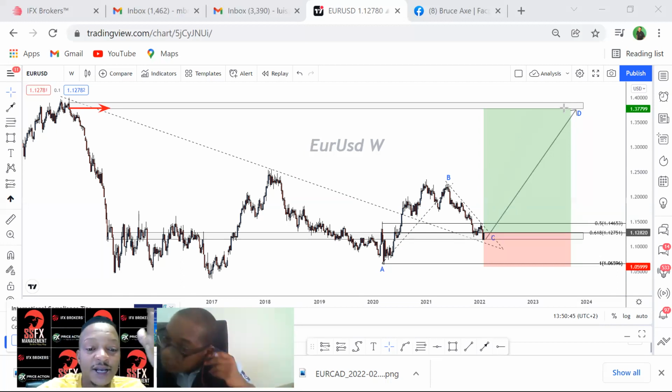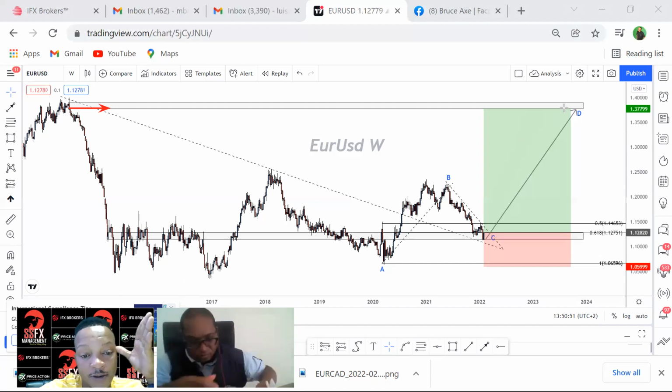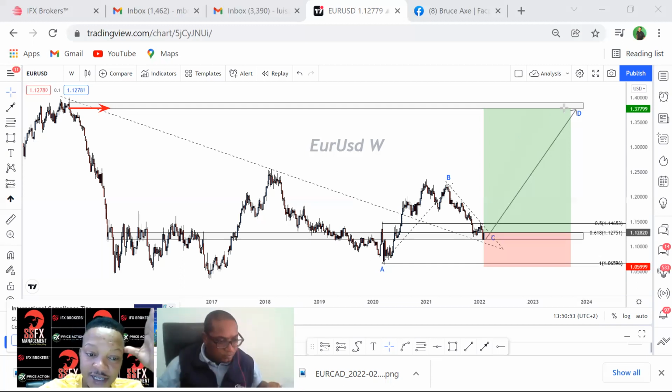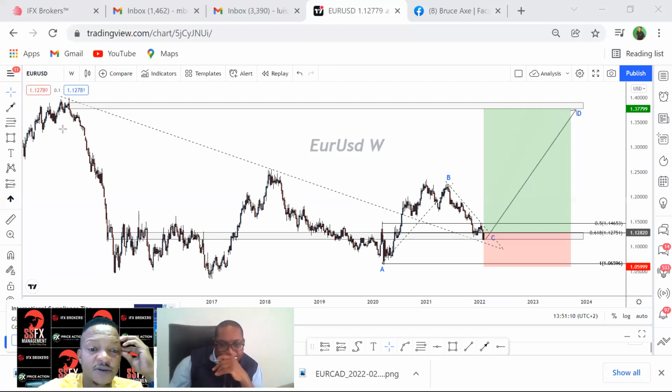You just have to check first. First, you check how long it took price to get to that level. Since when did price turn on that level? You will just check the date. Almost a year or so, no? Yeah, here. Not even one year.